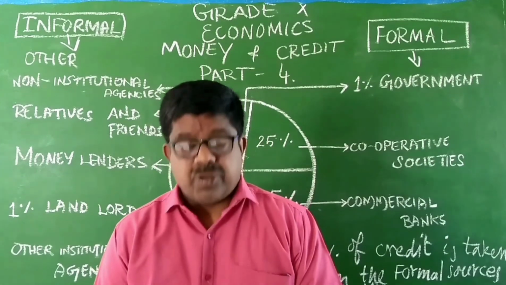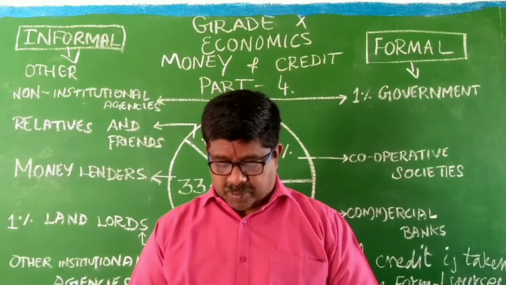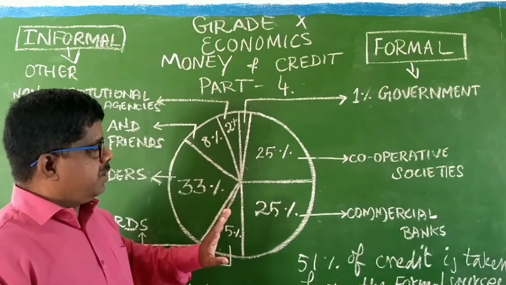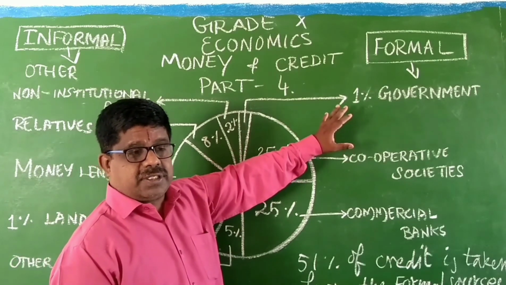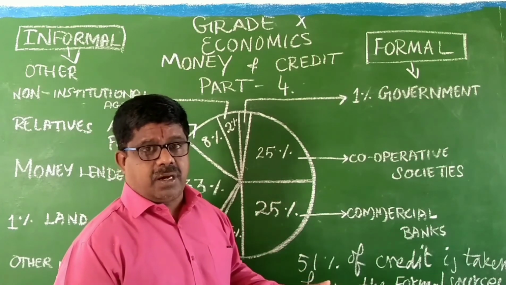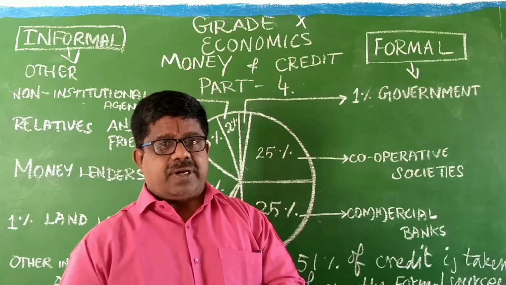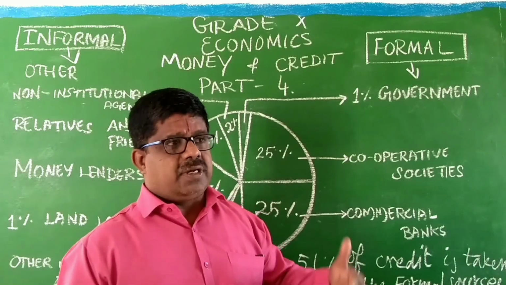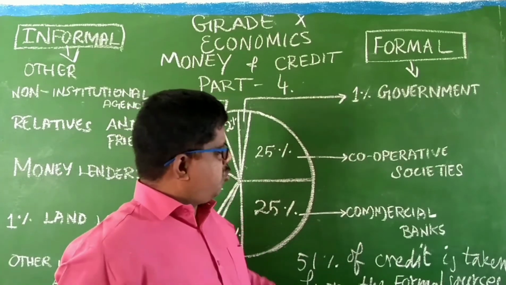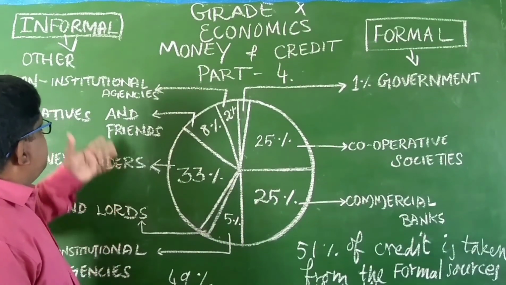From the diagram, you can understand that 25% of loans are taken from the cooperatives and commercial banks, and 1% is taken from the government. Nirmala Sitharaman is the present Union Finance Minister. During the COVID-19 lockdown, she granted 20,000 crores for the development of industries and farmers and so on. This is given by the government, and the remaining is taken from cooperative societies and commercial banks. At the same time, people are getting credit or loans from these informal sources of credit.